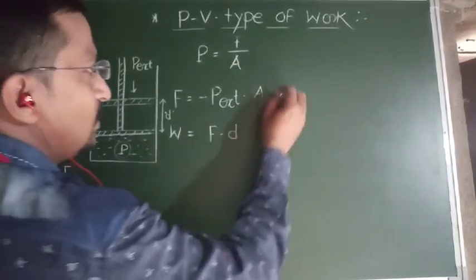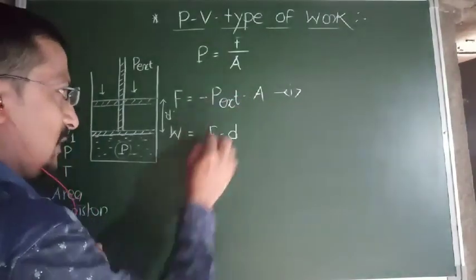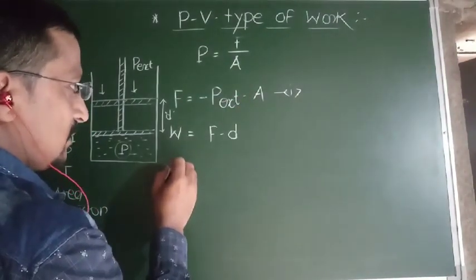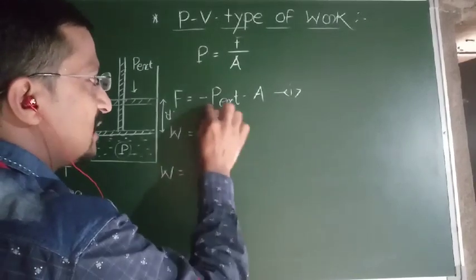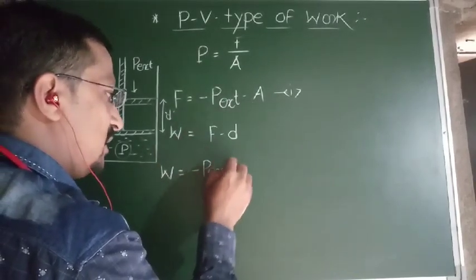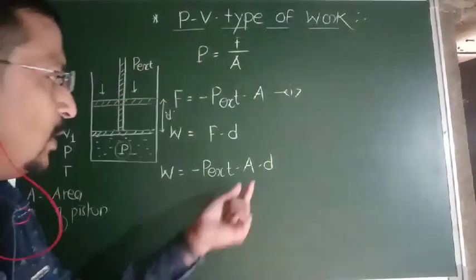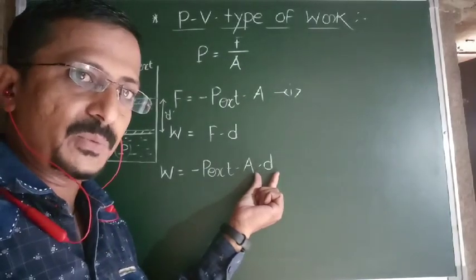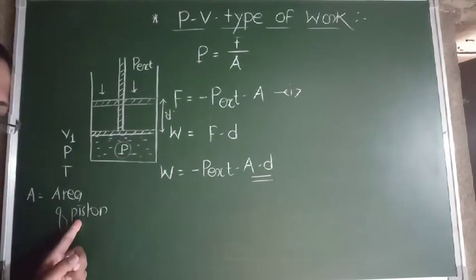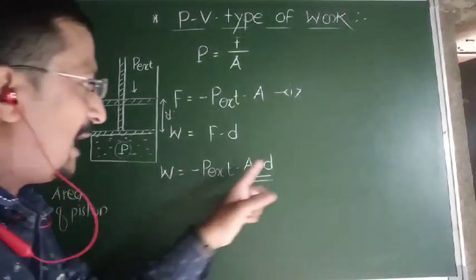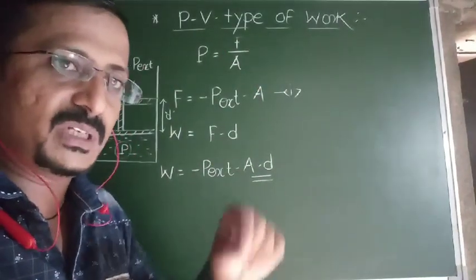Just substitute the value of F from the first equation into this equation. So W is equal to minus P external into A into d, where A is the area of the piston and d is the distance through which the piston moves in upward direction.